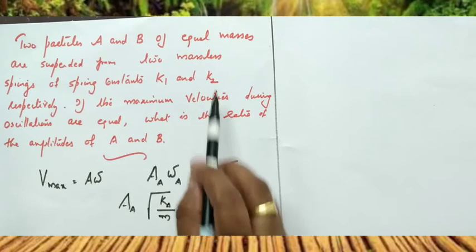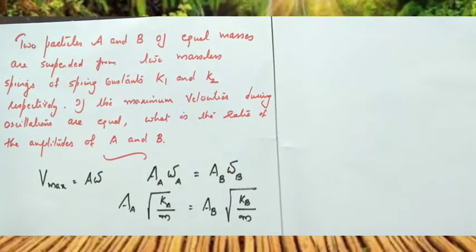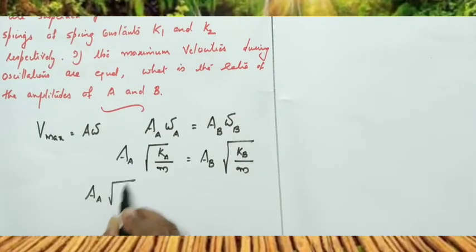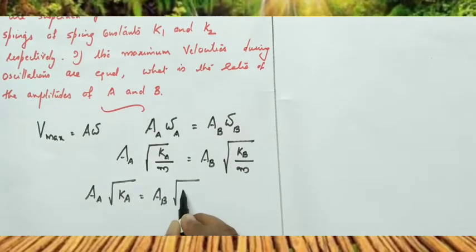Mass of both the objects are equal. The two particles A and B of equal masses, so m and m get cancelled. We can write root of Ka is equal to amplitude of B the root of Kb.